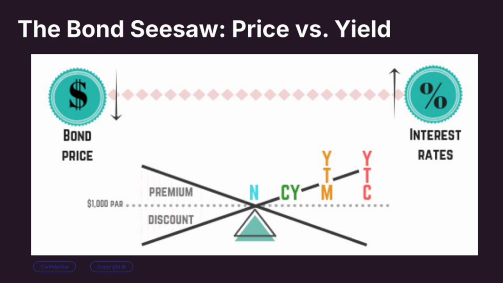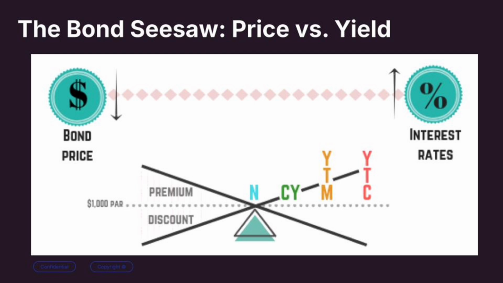The bond seesaw. On the left, you have bond price. On the right, interest rates. The fulcrum sits at par, $1,000. Notice how it works like an actual seesaw. When bond prices rise above par into premium territory, the interest rate side tips down, your yields fall. When prices drop below par into discount territory, the rate side tips up, your yields rise. This inverse relationship between price and yield is fundamental.